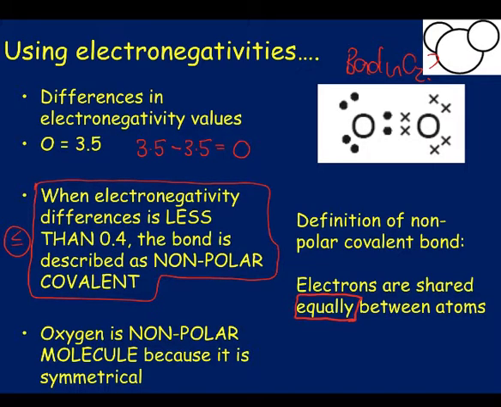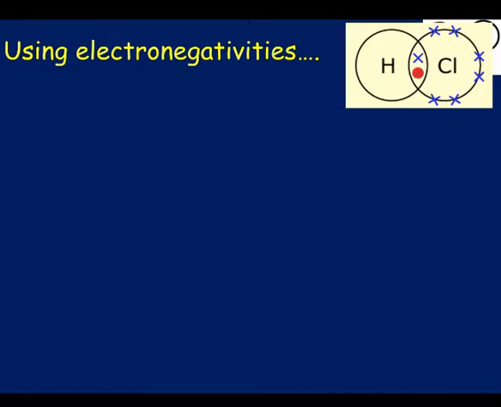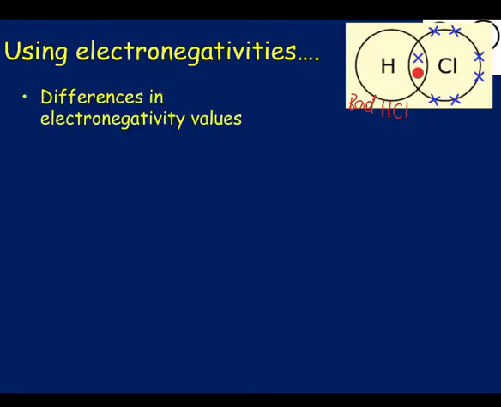Okay, so we carry on and we now look at HCl. So we're trying to figure out what is the type of bonding in HCl. So again, we're going to use our electronegativity values. H is 2.1 and Cl is 3.0. Usually when you do your maths, the bigger number is always going to come first. So it's going to be 3.0 take away 2.1, which is equal to 0.9. So I now have this value of 0.9.